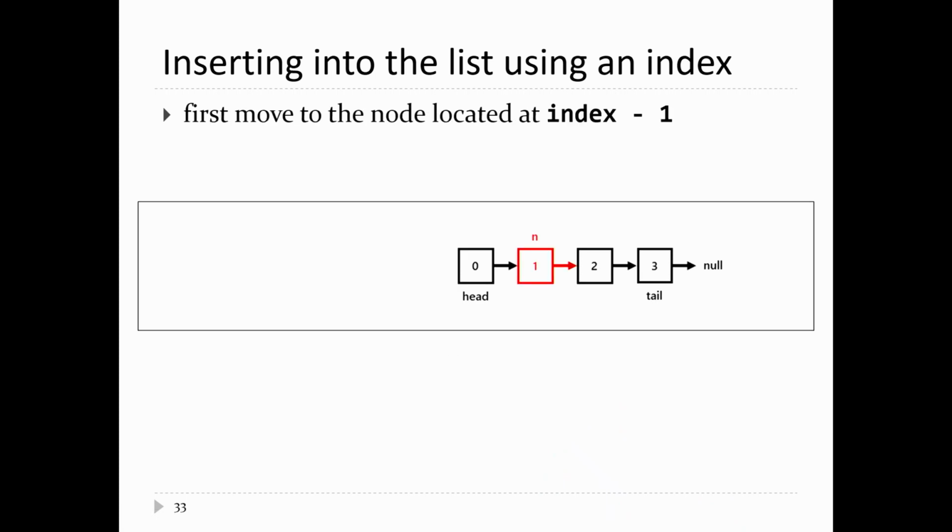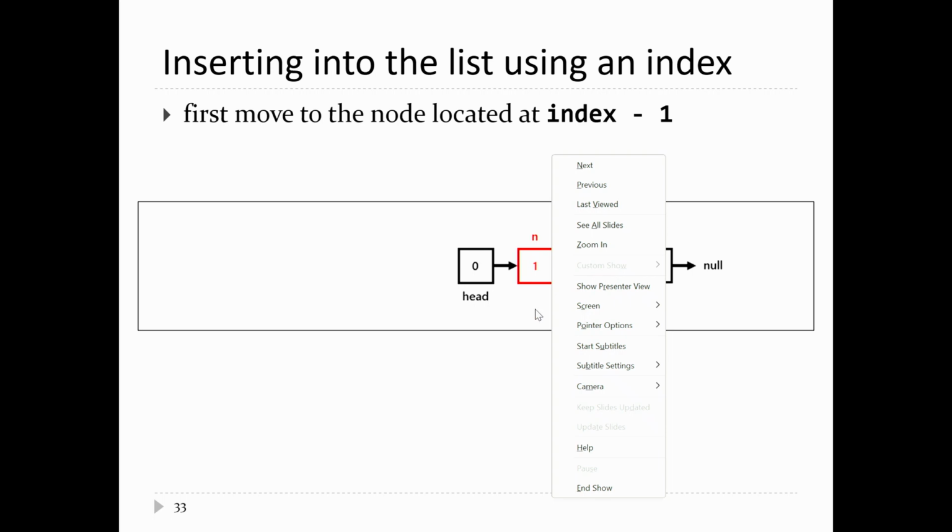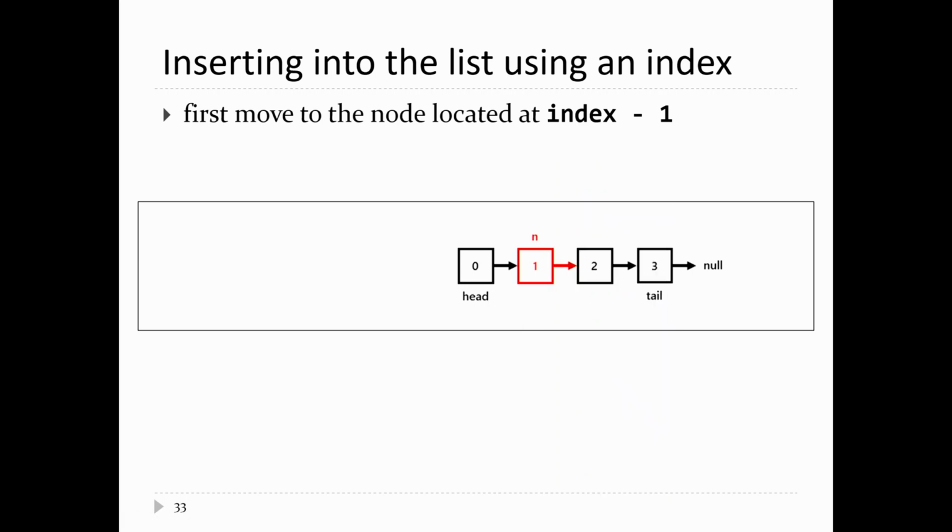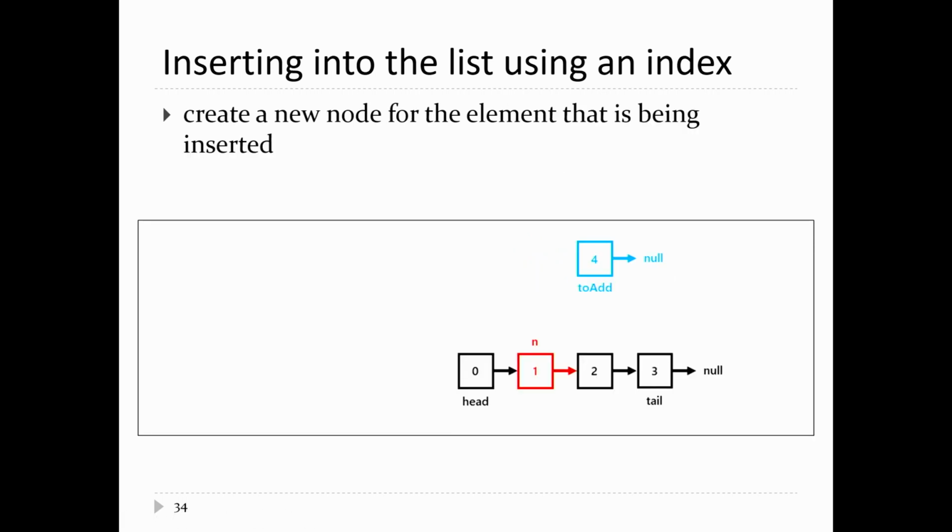Right? So the idea here is, you move to the node in front of the one you want to insert at. Right? So here I'm going to move to the second node in the sequence. We're going to call that node n. I'm going to make a new node. So here's the node where I'm going to insert. It's going to hold the 4. I'm calling this to add. So there's my new node.